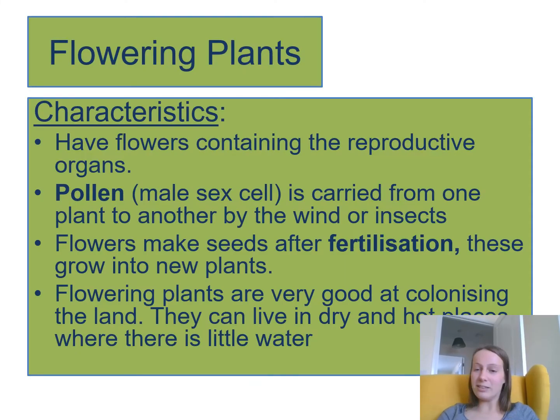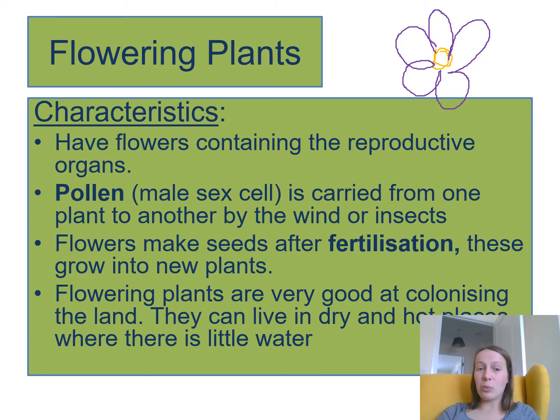Moving on, flowering plants. Again, I think you know a little bit about this one already. This is plants with flowers. And the characteristics are that the flowers contain the reproductive organs, those are all of the parts that you labelled when you were doing the labelling plants activities. The pollen, which is the male sex cell, is carried on the wind or by insects. Remember you learned about pollinators and bees? They're carrying that pollen which helps the plant to reproduce. Flowers make seeds, not spores this time, seeds, after they've been fertilised, and these grow into new plants.